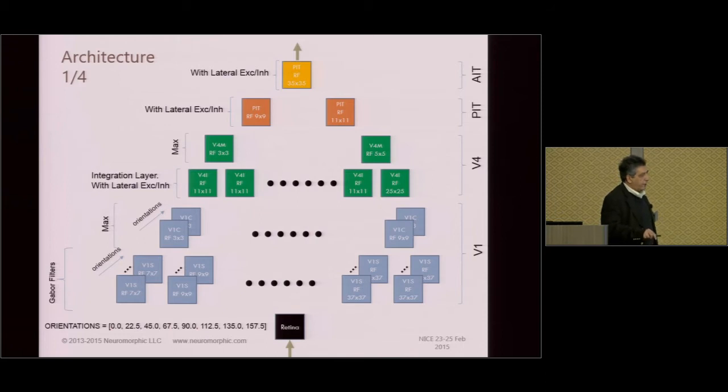You have the bank of filters. These are pre-computed Gabor filters. Then going through a max pooling layer, the V1C layer, and then go through a V4 layer, the V4 module that has two sublayers in it. The first, what we call the integration layer, is basically a laterally interconnected self-organizing map, and I will go into the details of this in a minute.